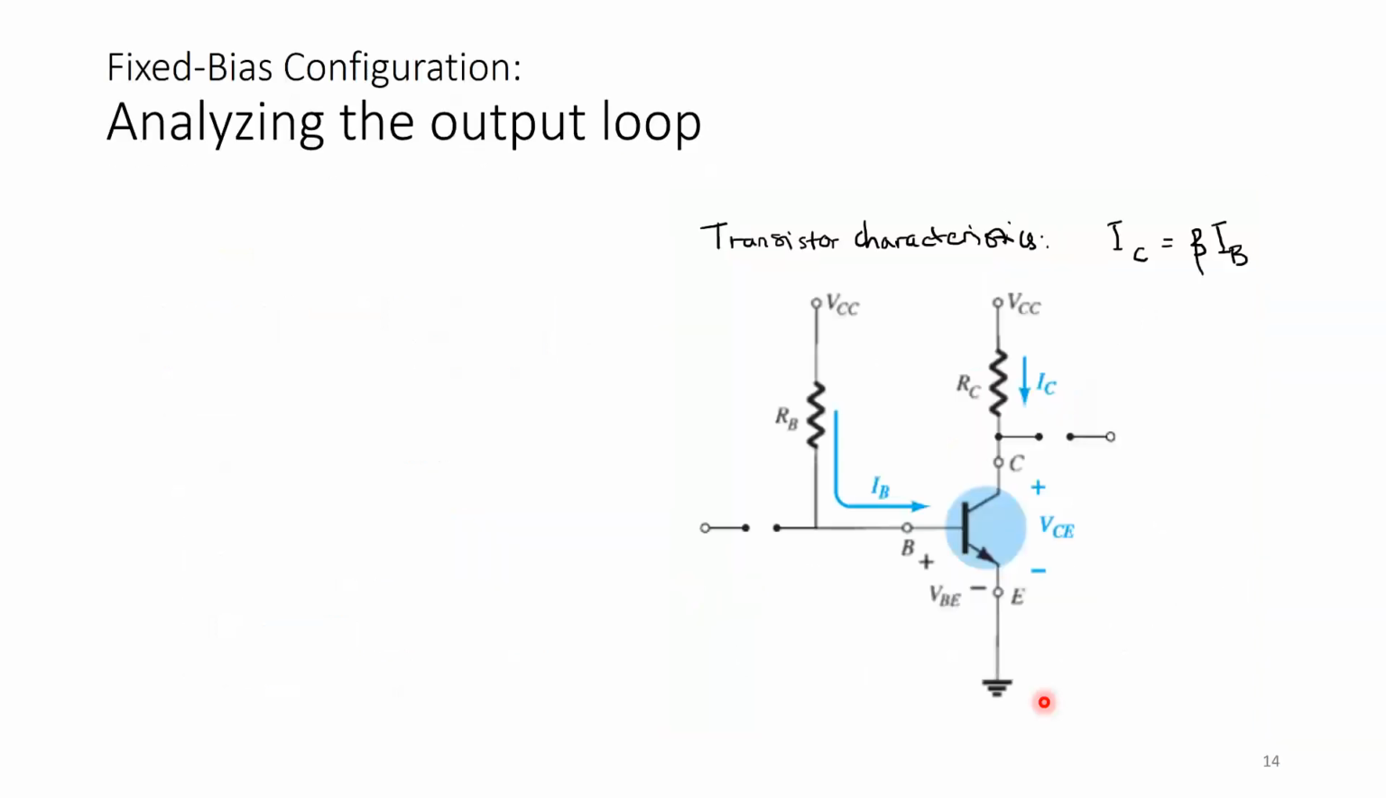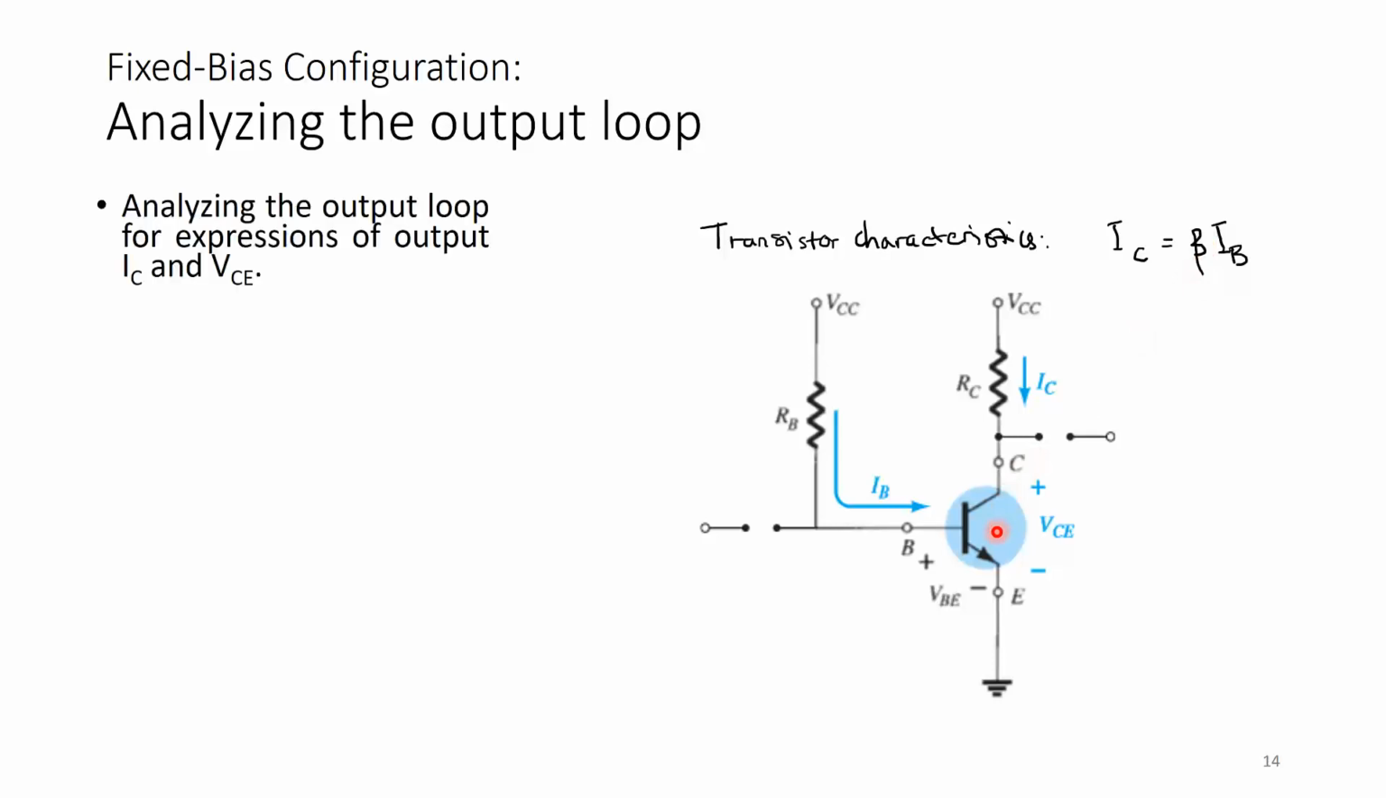Now let's go to the output loop. We know from the transistor characteristics from the previous slide that IC is equal to beta IB. Okay, so IC is going to be equal to beta IB. IB is set by RB, and then IC is equal to beta IB. Where is this beta coming from? This value of beta is the behavior of this transistor.